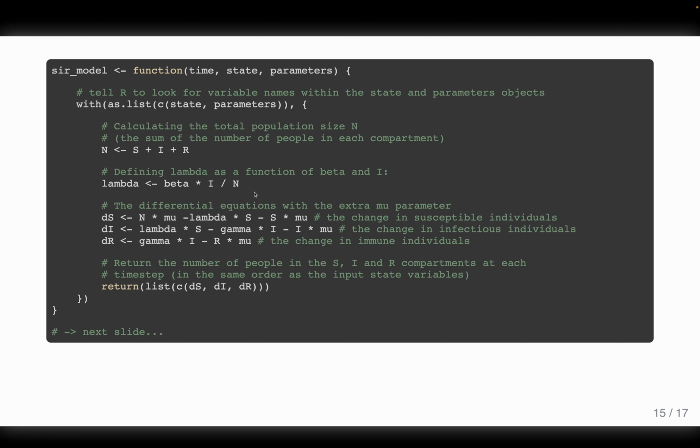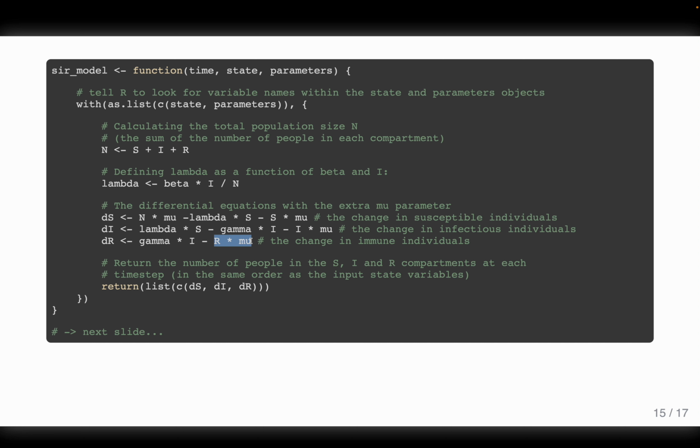Okay, but then we need to modify our differential equations. In addition to the classic SIR model components, that is minus lambda S minus gamma I, and so on, we need to add the birth rate, which is mu multiplied by the whole population. And we need to remove individuals according to the death rate. So we multiply S by mu, I by mu, and R by mu.